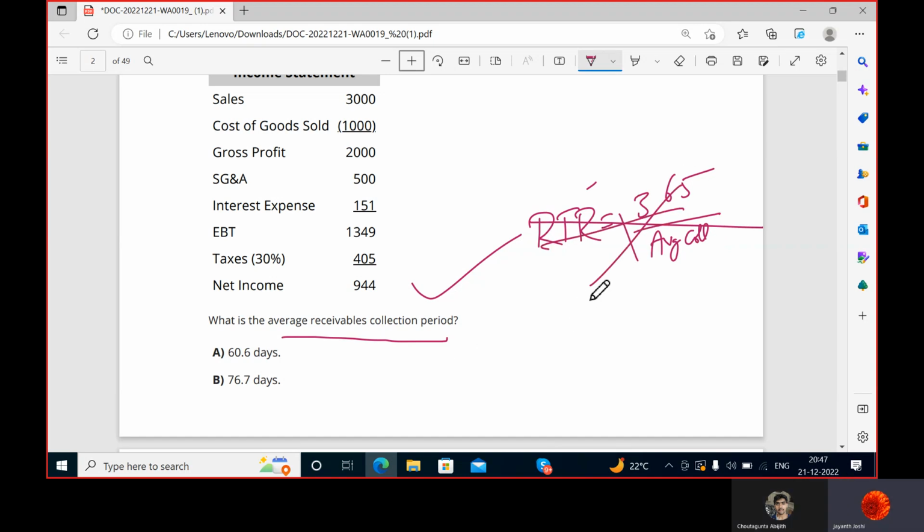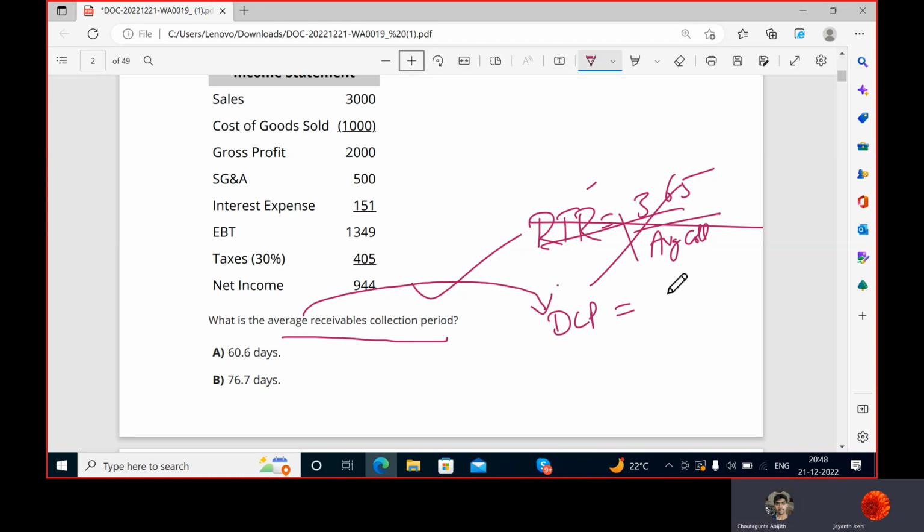Average receivables collection period. So debt collection period, they're asking. When they ask you debt collection period, it is nothing but average receivables collection period. Receivable collection period, debt collection period, one and the same. They're just using the terminology average.